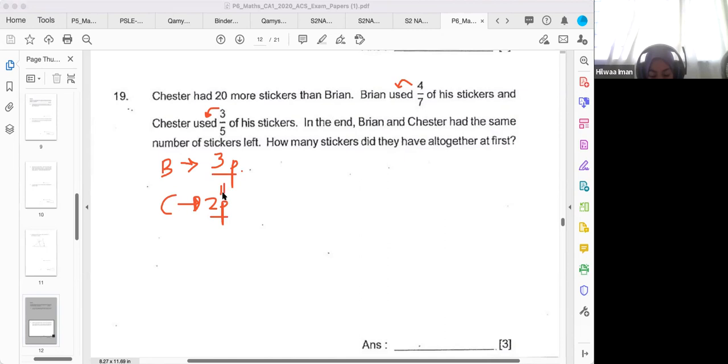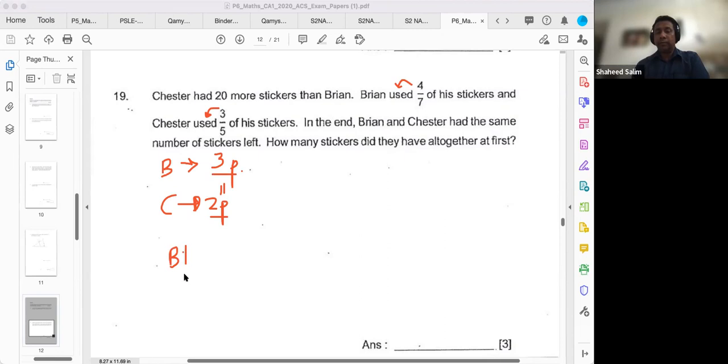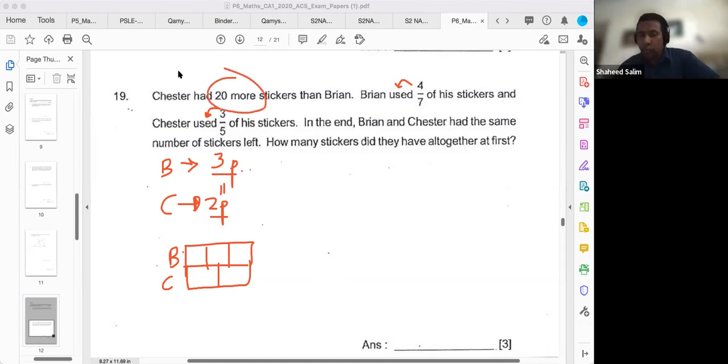So what does it mean? You must draw Brian's 3 parts. This is equal to Chester's 2 parts. You understand that? Now total you got how many parts? Brian got 7 parts, so you draw 7. Chester got 5, you draw 5. And then you must label where is 20. You know what to do now? You try. Then I check your model.